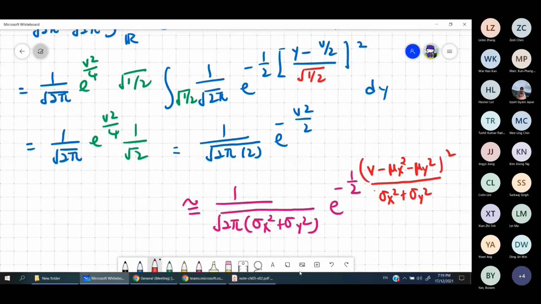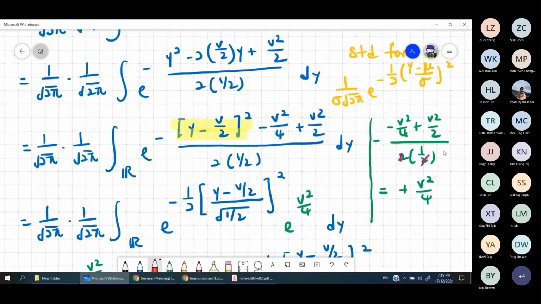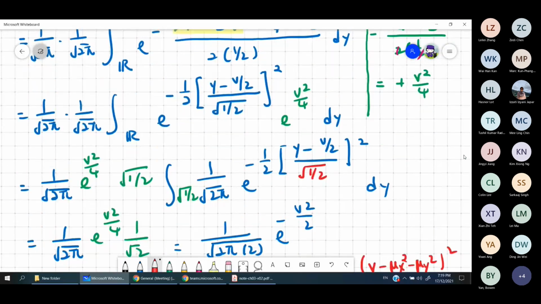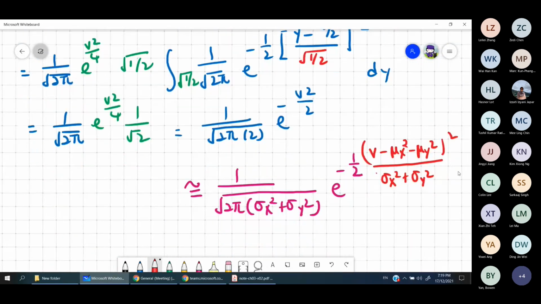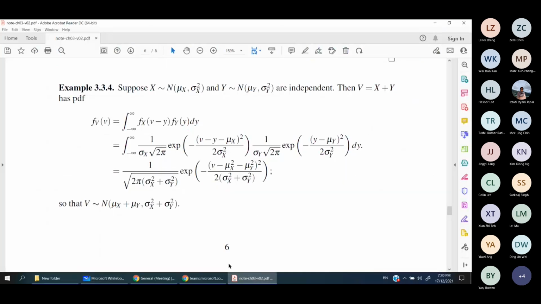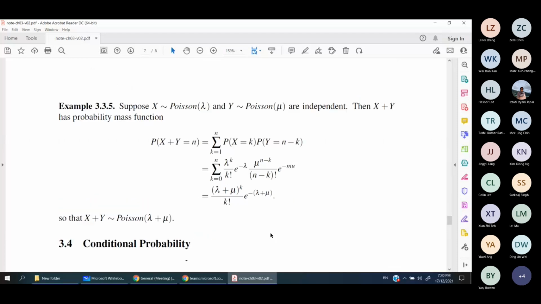Because we have taken mu x to be 0, mu y to be 0, sigma x to be 1, sigma y to be 1, that's why it comes up to be this value. Again, this is not a hard theory in probability, but just some standard calculation in calculus. So I think the next one should be quite straightforward.